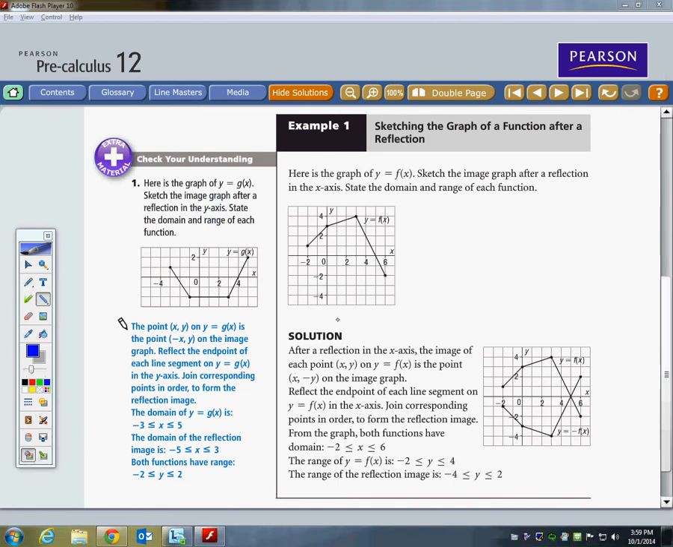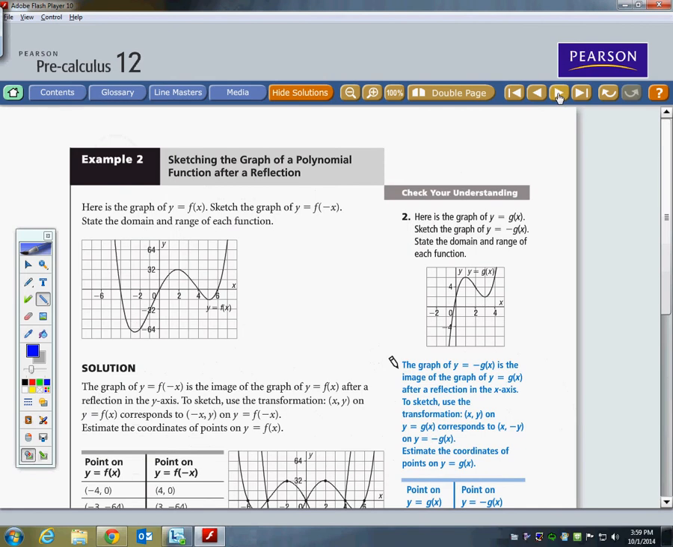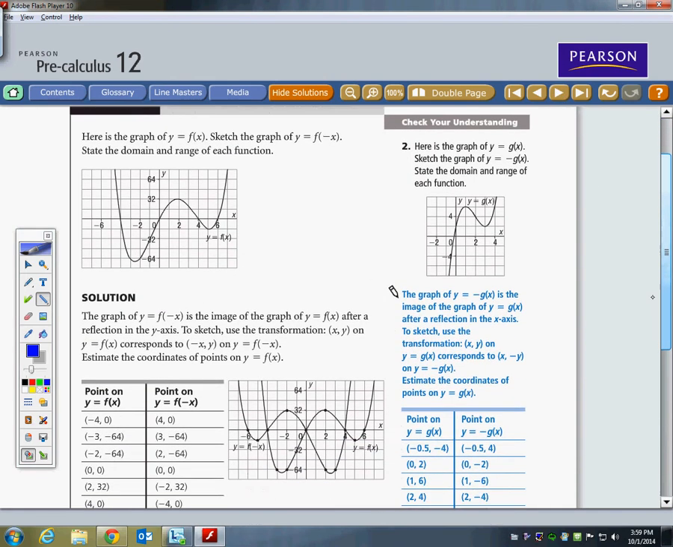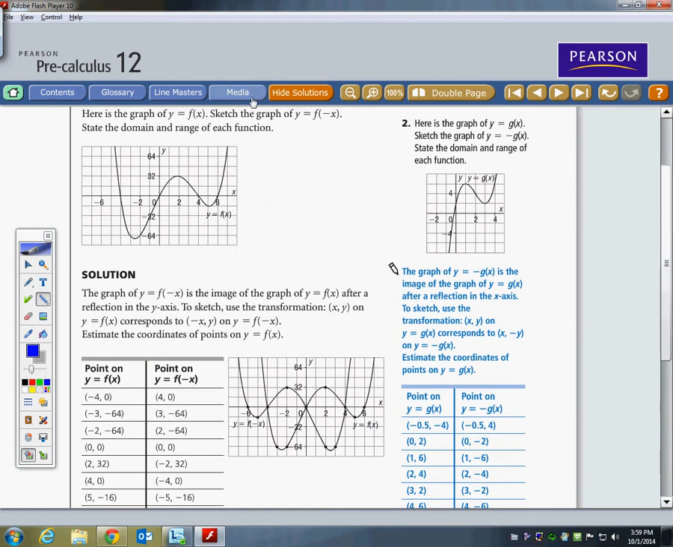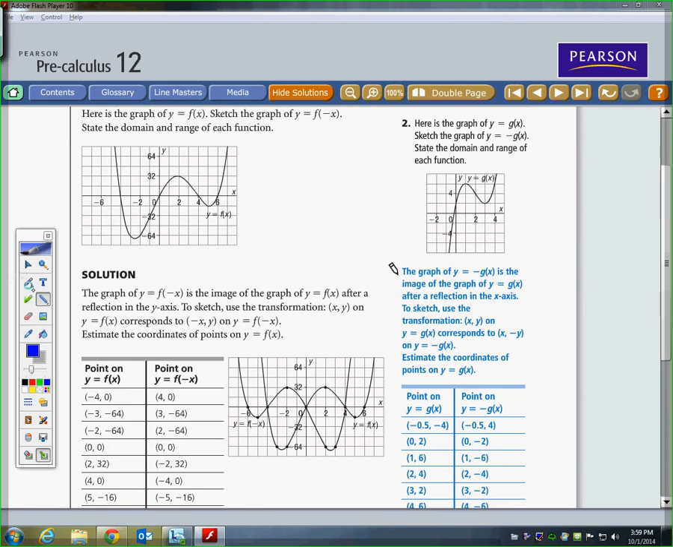Alright, so let's take a look then at your example number 2. In this example, it's really the exact same question. Sketch the graph of y = f(-x). So what does that mean? That means that we're multiplying our x values by -1, right? Which means that we're reflecting over the y-axis.